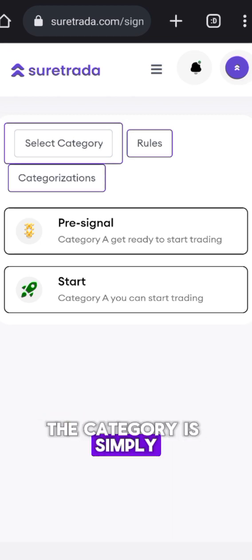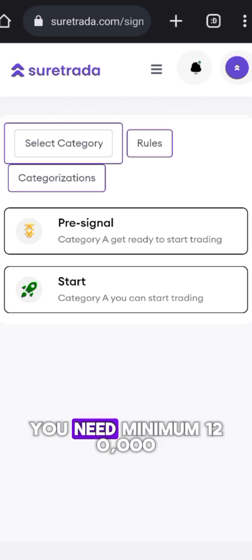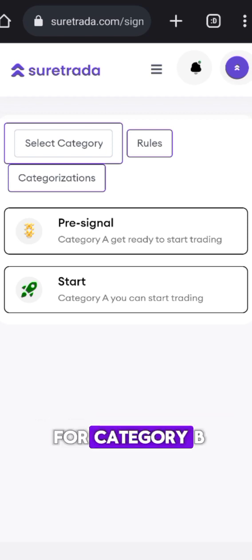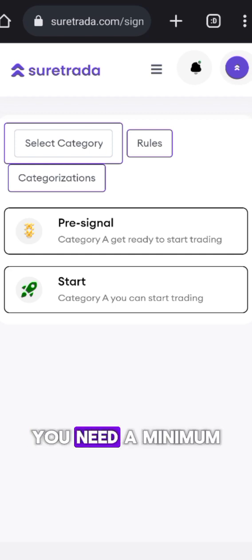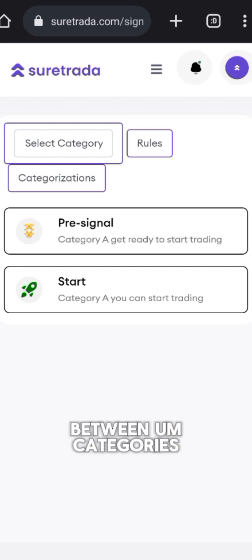The category is simply based on your fund, right? Based on your capital. So for category A, you need a minimum of 120,000. For category B, you need a minimum of 48,000. And for category C, you need a minimum of 20,000. Now, as said, minimum. So what's the difference between these categories?